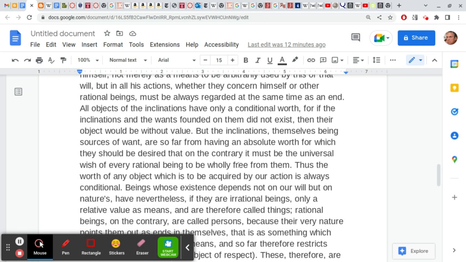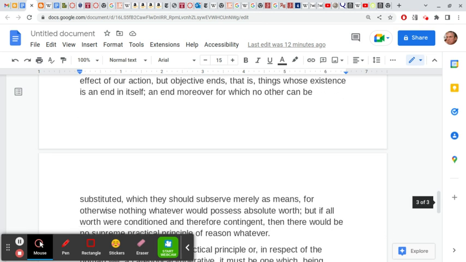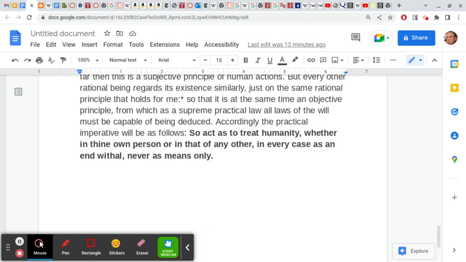And this very famously gets articulated as a general rule at the end: so act as to treat humanity. And that's problematic because he said that it's persons that need to be treated, but humanity's fine. So act as to treat humanity, whether in thine own person or in that of any other, in every case as an end withal, never as means only. So let's say that we shall always treat persons always as ends in themselves and never as means only.